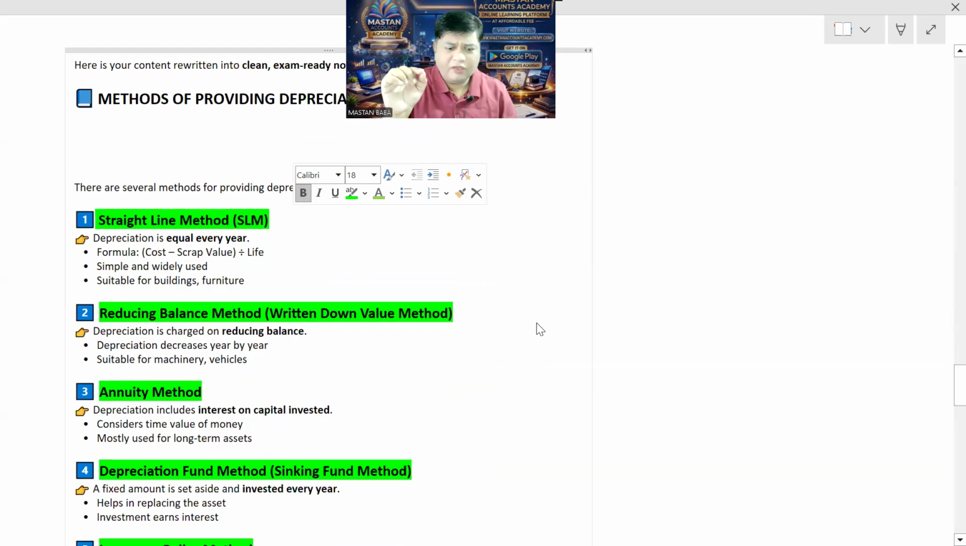And for intermediate, they have covered only 2 methods. That is first one and second one.